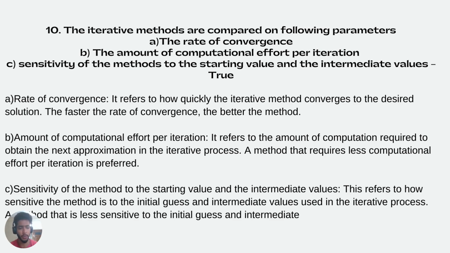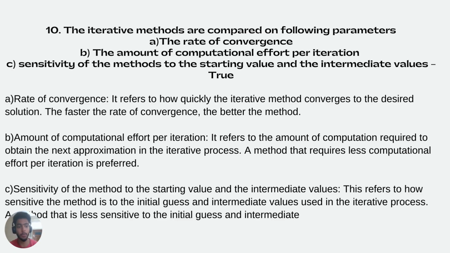I've also mentioned a quick explanation of all these terms. Rate of convergence is basically how quickly the iterative method converges to the desired solution. How quickly we can get to a solution. The faster the rate of convergence, the better the method. Amount of computational effort refers to the amount of computation, the amount of processing required to obtain the next approximation in the iterative process. A method that requires less computation, less processing is definitely the better one.